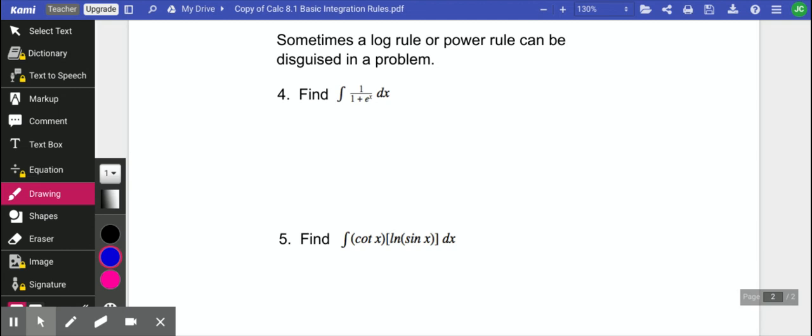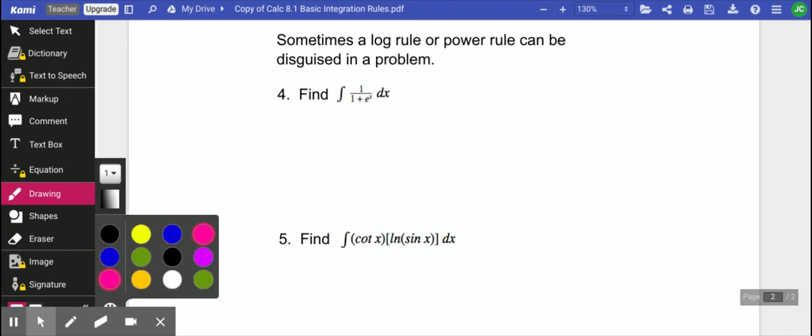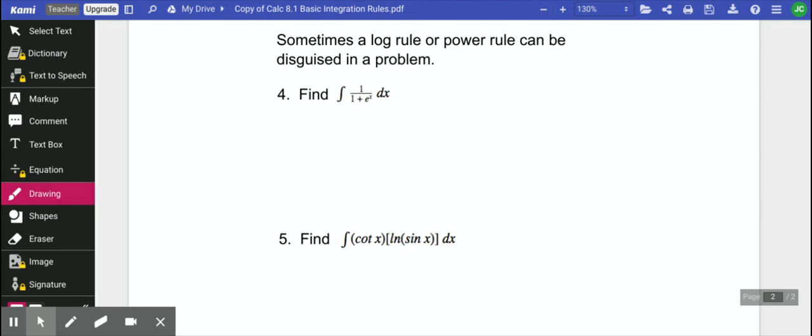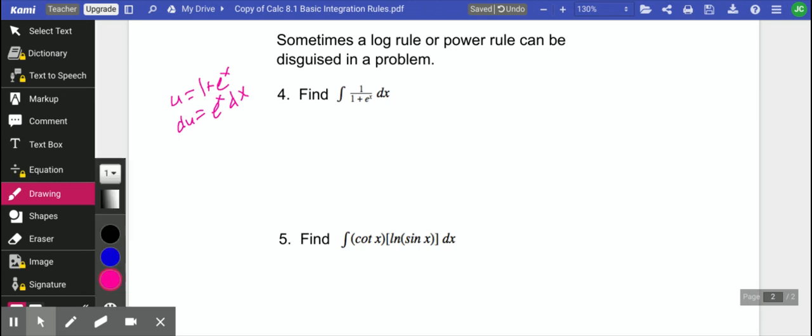So, for example, number 4, we have 1 over 1 plus e to the x. Again, we might think about like, hey, a u substitution could be really helpful here. Okay, so a u substitution, if you did u equals 1 plus e to the x, then your du would just be e to the x dx. Now, we don't have another e to the x in the problem. So let's put one in. I think that's a great idea.